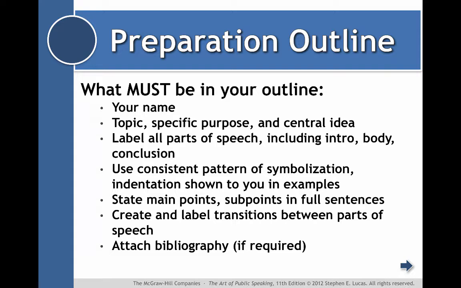While not everything in the outline needs to be written out in full sentences, it's a good idea to write out main points and most subpoints as sentences. You'll need to create and label transitions and attach a bibliography if one's required. It's not for the demonstration speech, but you're going to need one for the persuasive and motivated sequence speeches.